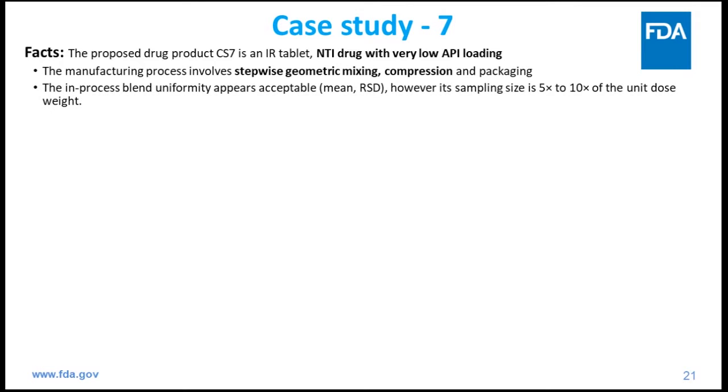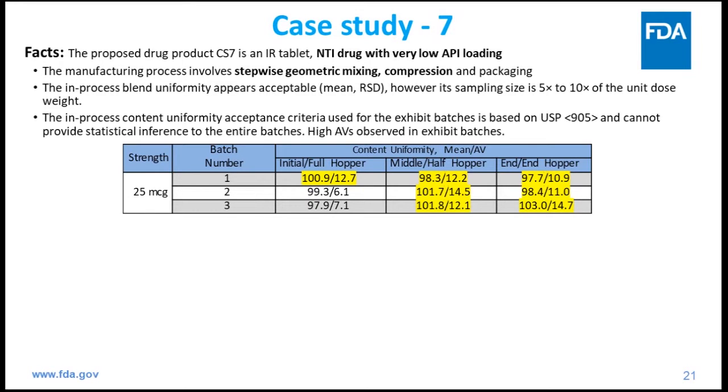In the in-process blend uniformity, if you just look at the data, it appears acceptable, with good mean and narrow RSD. However, the sample size is 5 to 10 times the unit dose. They also use USP 905 for the in-process CU control. What they did is basically take 10 tablets at the beginning, middle, and end of the compression process, and they calculate the AV.